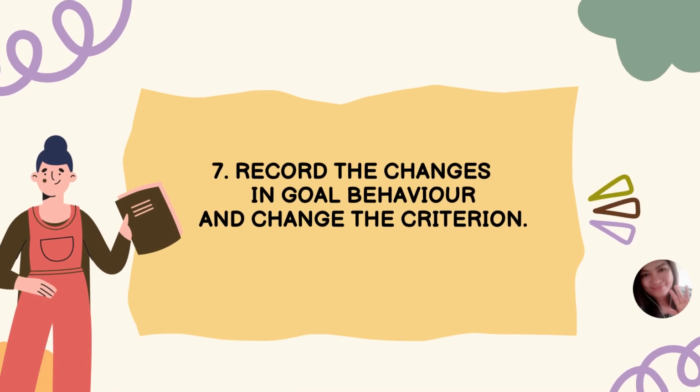Next, record the changes in goal behavior and change the criterion. This form of training is essentially a best adjustment form of training. The child will not always do the task in the way anticipated by the trainer, but that is not important. What is important is that each approximation of some aspects of the desired behavior is recognized and reinforced. The teacher should record each day's events and the subtask completed in each stage of training.